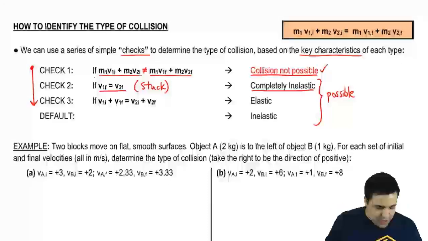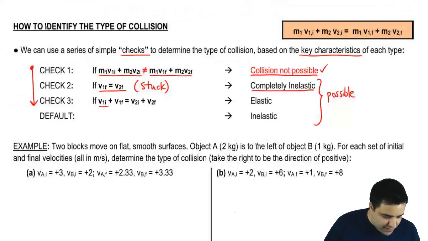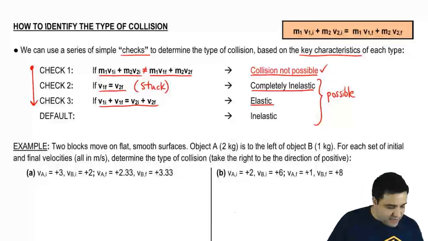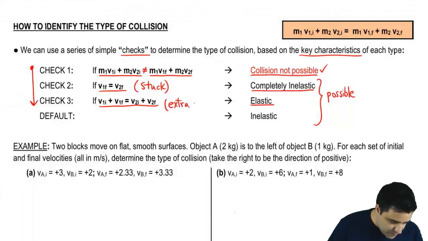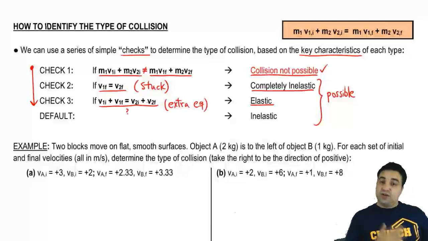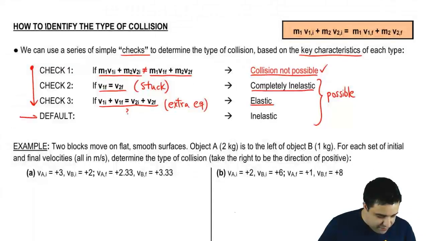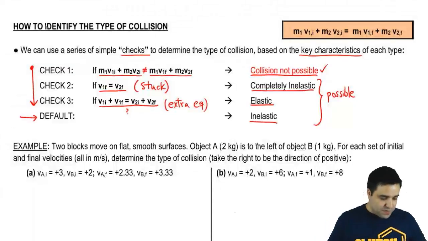Now the last check is you're going to check for an elastic collision. Remember that when you have an elastic collision, you can use this extra equation here. This is the extra equation. So what you're going to ask yourself is, does the left side equal the right side? If that's true, you have an elastic collision. If that's not true, then you have an inelastic collision.